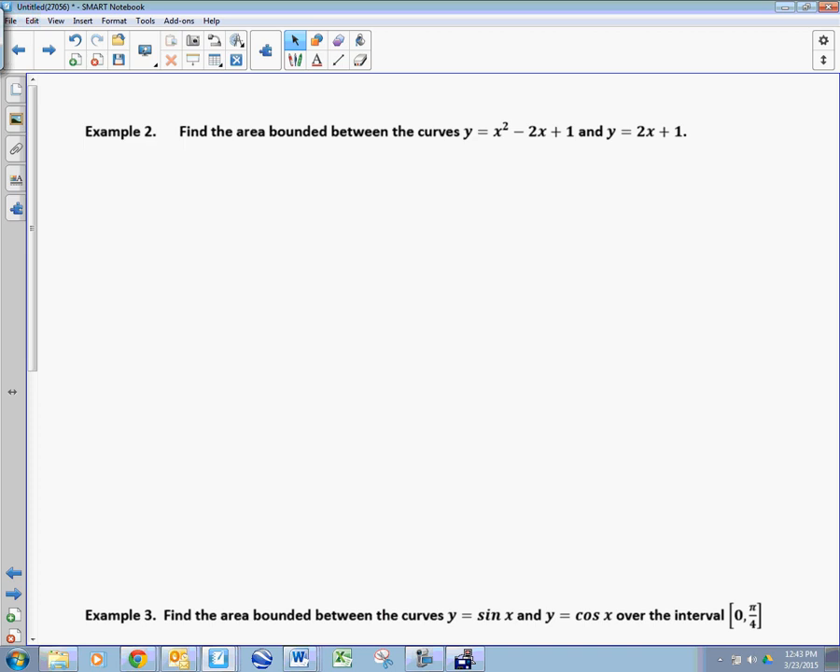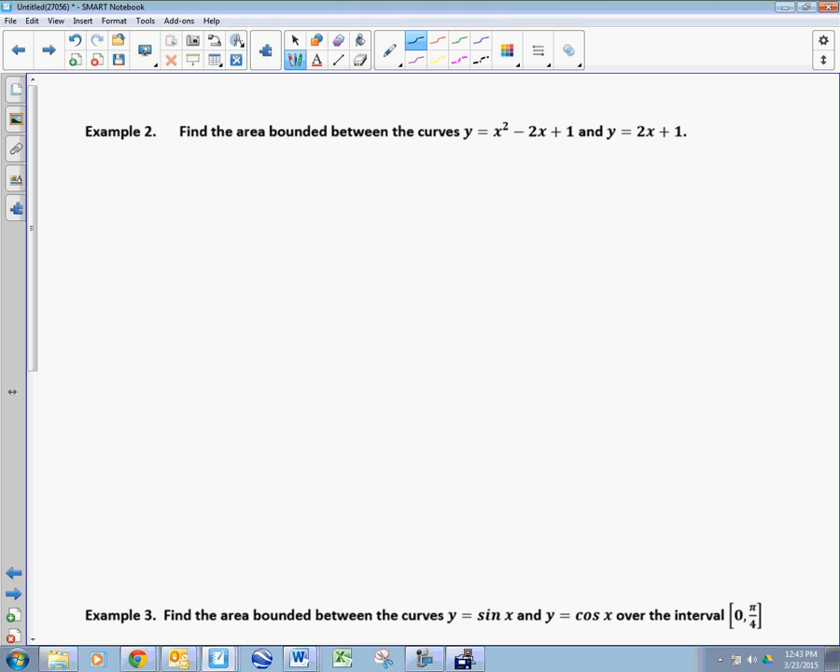Find the area bounded between the curves y equals x squared minus 2x plus 1 and y equals 2x plus 1. How is this different from the previous one? Okay. Different numbers and stuff. Yep. There's no bounds specified here, so we would have to actually find the intersection points.